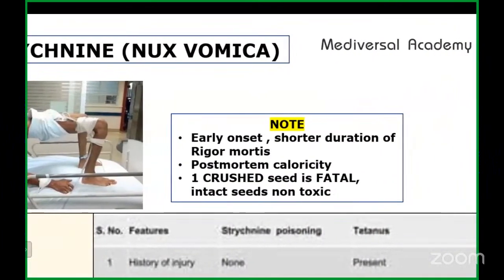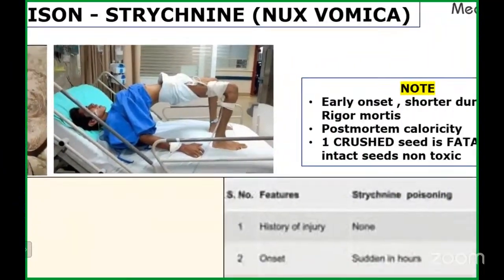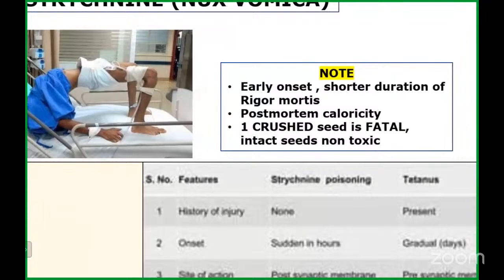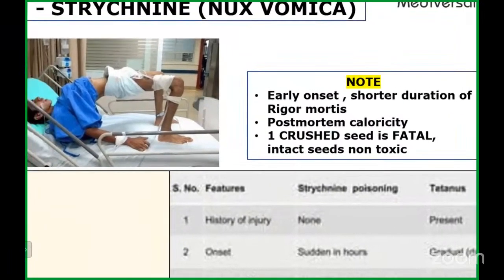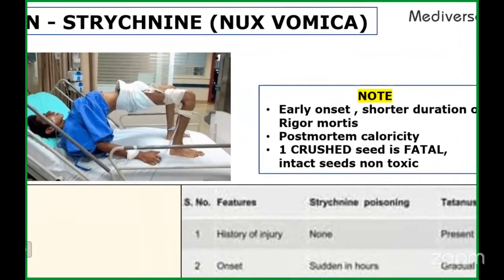Three things which I wanted you to know. Among these seeds, even one crushed seed is fatal. Intact seeds, unless crushed, are non-toxic, but a crushed seed, even one of them, is fatal. So often a question that is asked is, which of the poisons that we have has the minimum fatal dose? Strychnine is one of them.